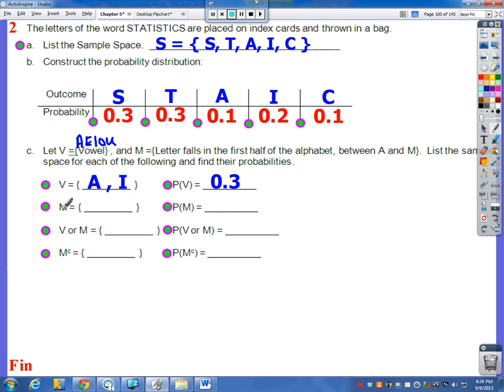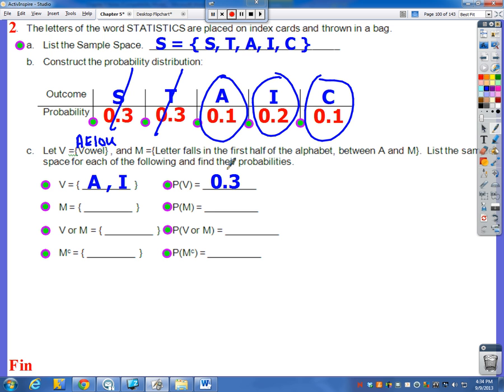M. What's the event M that we get a letter that falls in the first half of the alphabet between A and M? Well, S is not between A and M, and certainly T is not. A is, and I is, and C is. So A, I, and C represent our sample space for this event, and the probability would just be those 3 things all added together, because A, I, and C are all disjoint events. There is no overlap between A and I. There is no overlap between I and C. They're individual unique letters. So 0.1, 0.2, and 0.1 makes our 0.4.